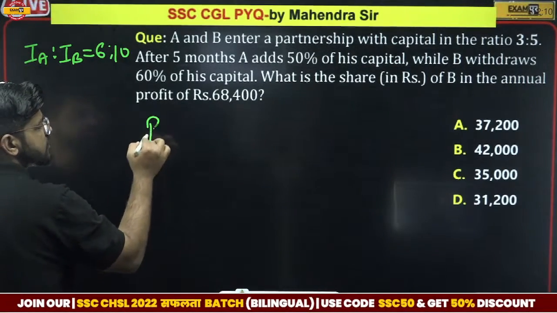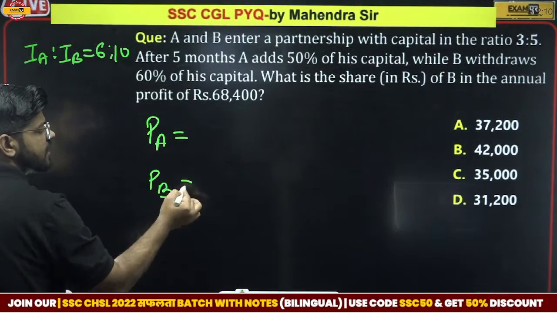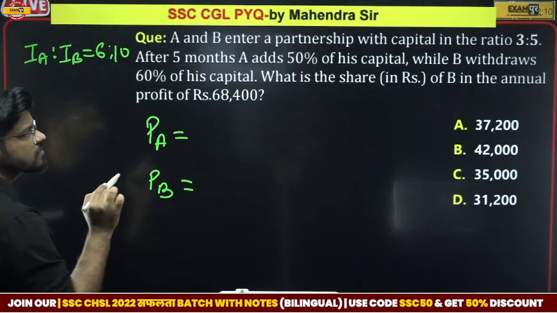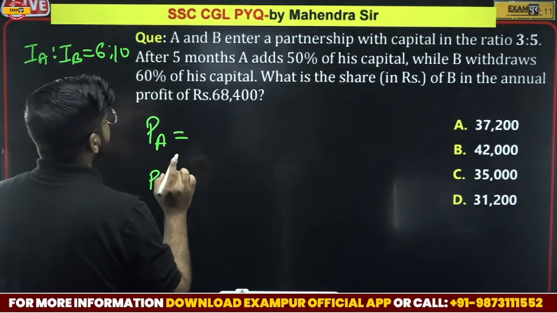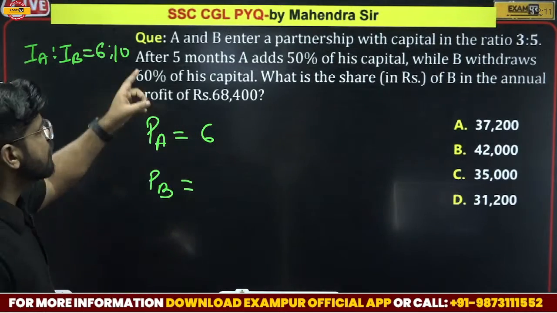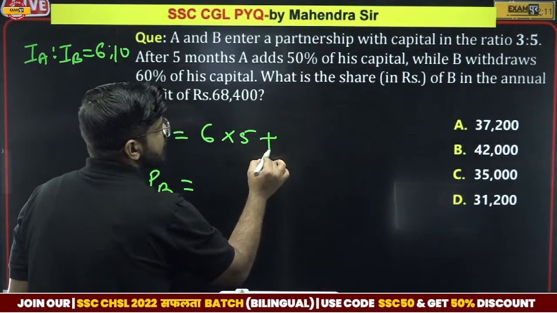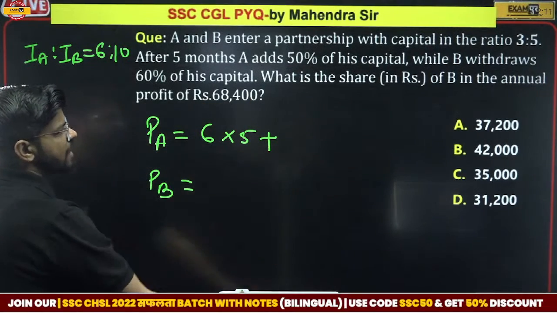Now what is the question saying? We are going to take this in two parts. Ultimately, finally, we are going to make it in a ratio. So A invested 6 for how much time period? For 5 months. And after that, he adds 50% of his capital.